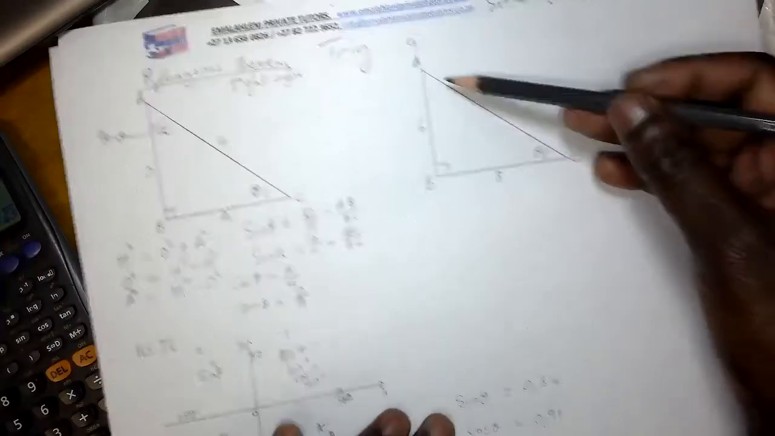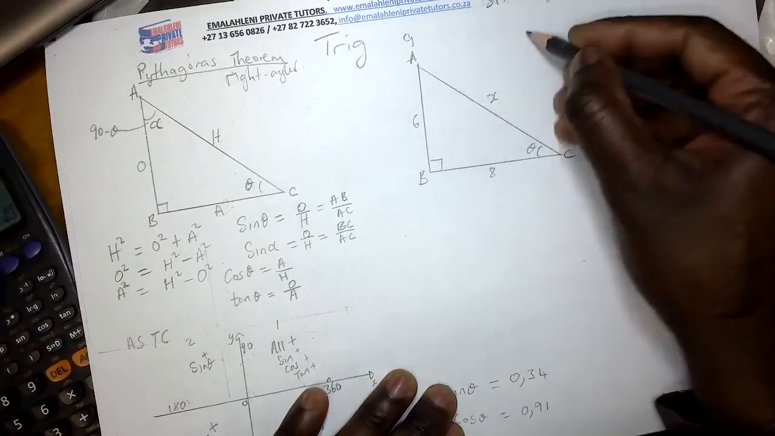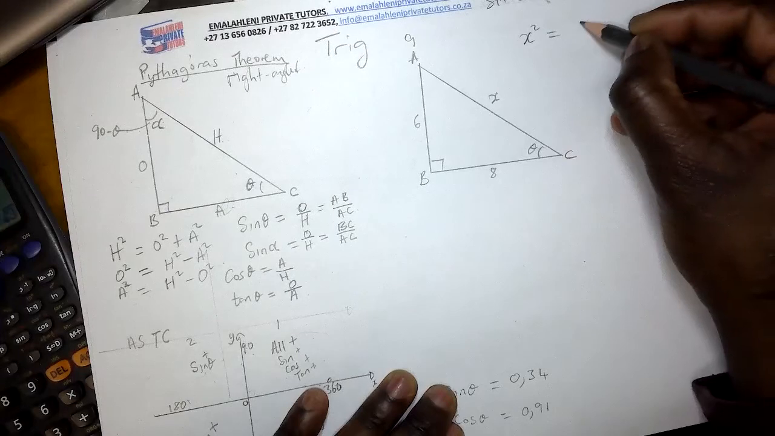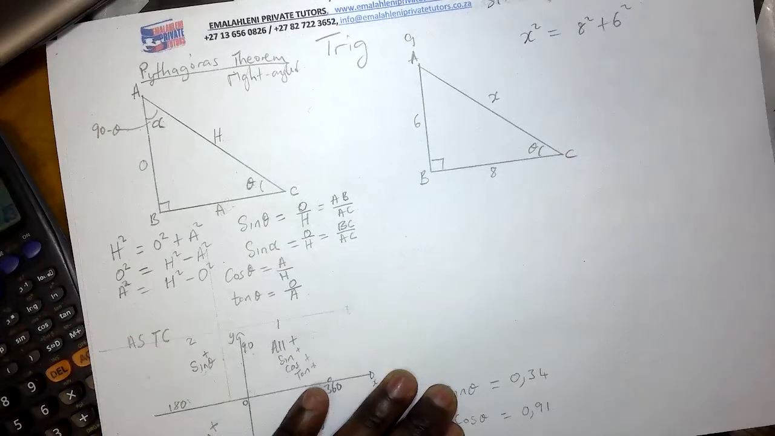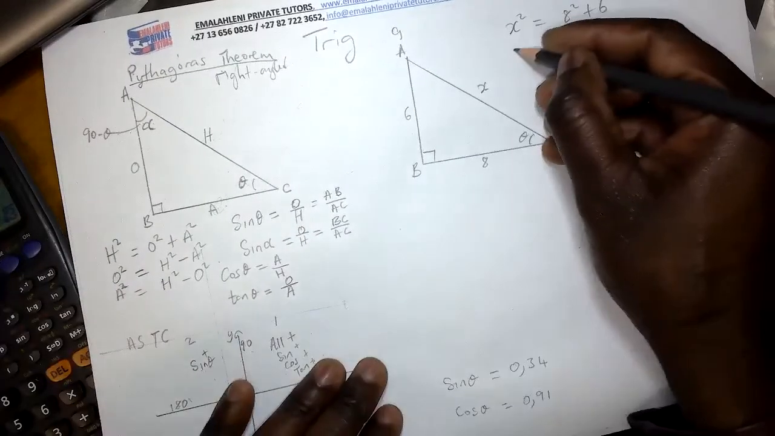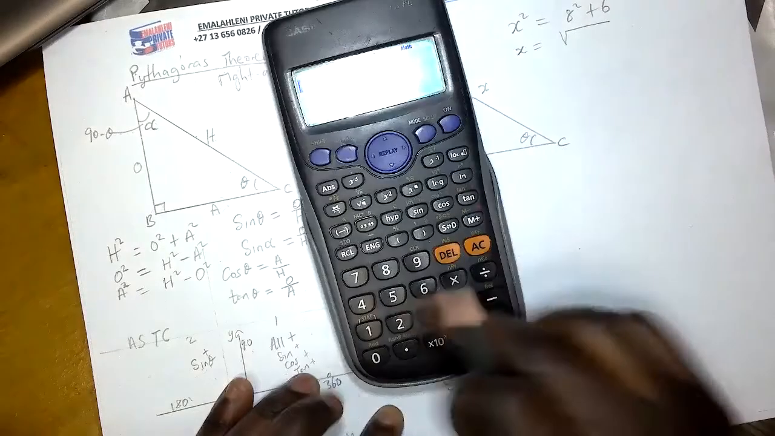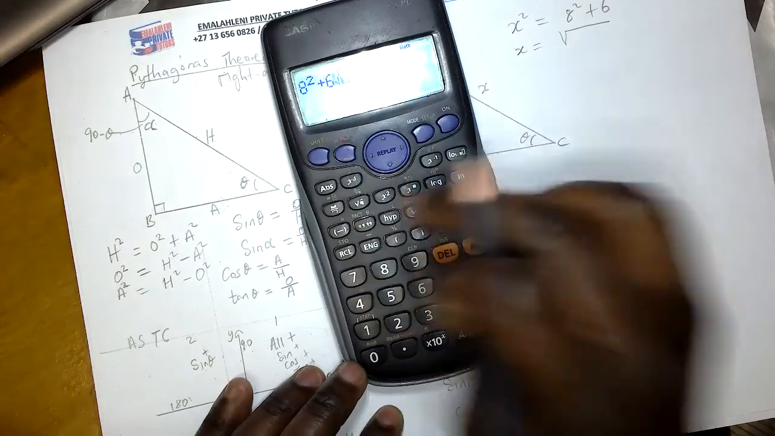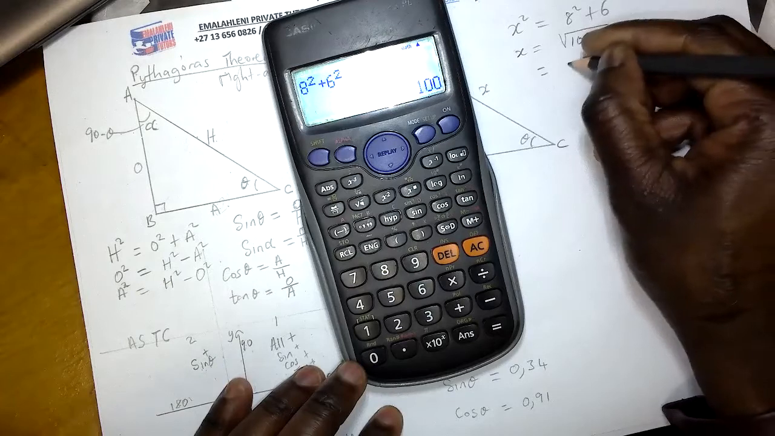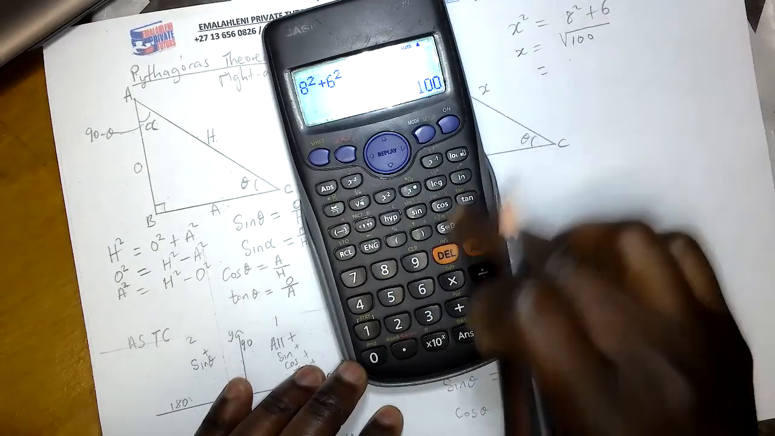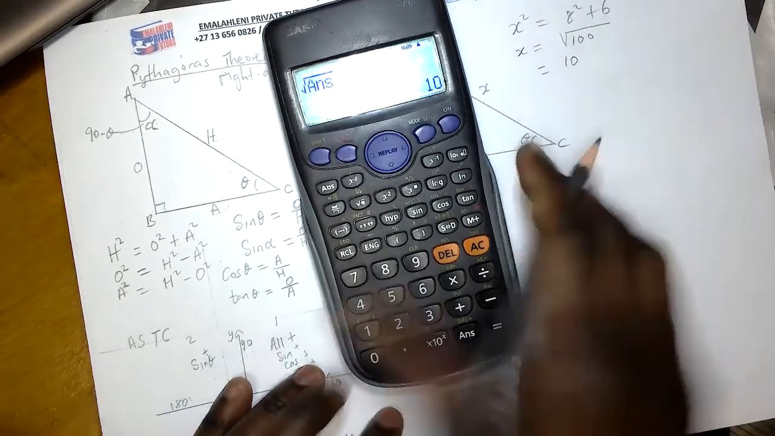Now we are saying we want to find the hypotenuse, which is x. So we know that x squared is equal to 8 squared plus 6 squared. That's the hypotenuse. So now x is going to be the root of what we get there. 8 squared plus 6 squared, we get 100. Now x is going to be root 100, which is 10. So if we take the root, we get 10 units. So our x is 10.